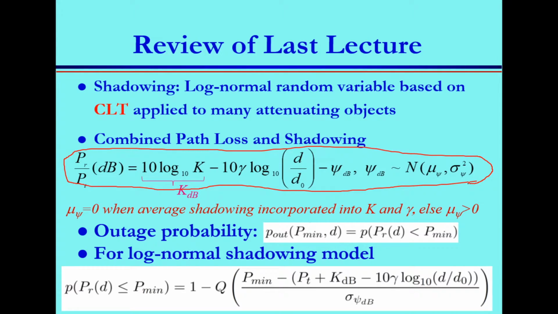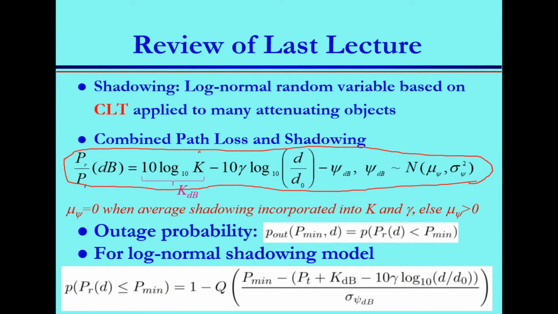So mu psi equals 0 when average shadowing is incorporated into k. If you consider the mean to be calculated here, then the mean of your shadowing will be 0. Usually, the mean, either you leave it to be modeled in the shadowing formula, or you consider it part of k, in such a way that the mean of your shadowing will be 0.